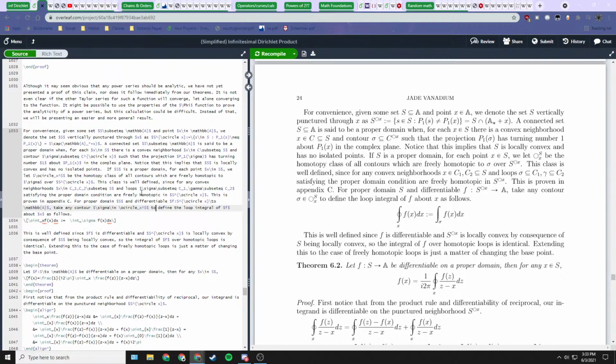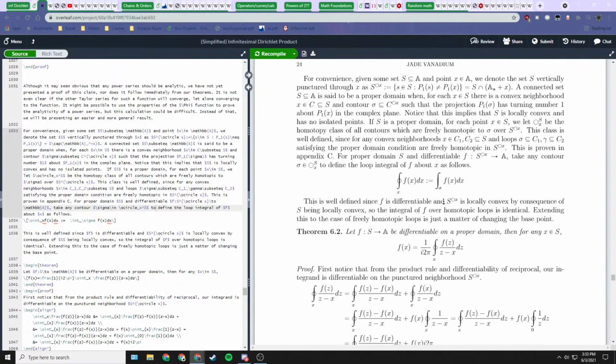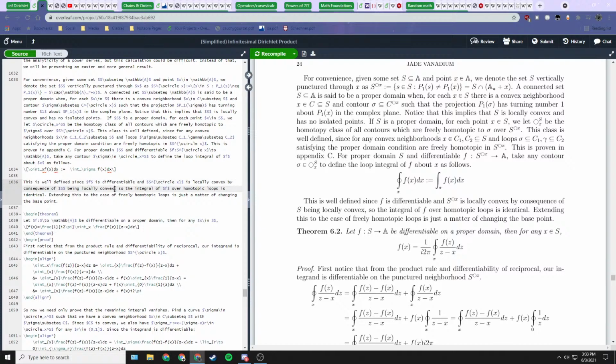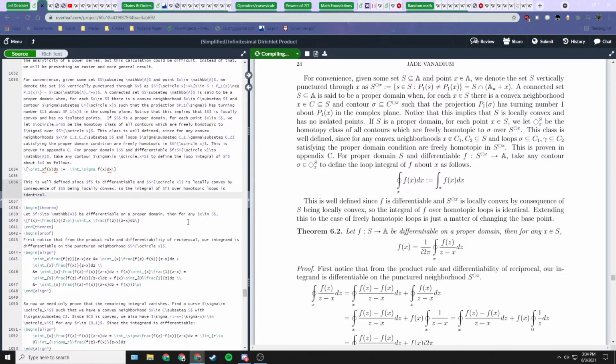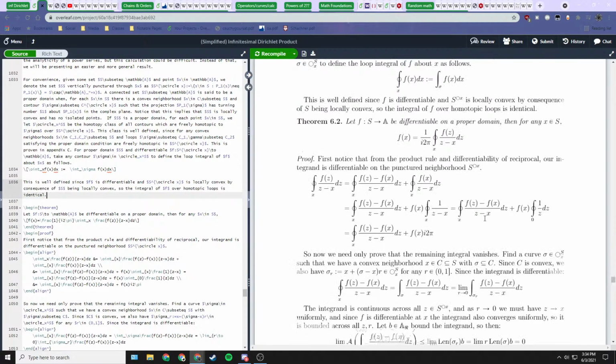Okay, so for proper domain S and differentiable function f mapping the punctured domain to A, take any contour sigma in this homotopy class of S punctured through x to define the loop integral of f about x using this definition. This is well defined since f is differentiable and S punctured through x is locally convex, so the integral of f over homotopic loops is identical. We can also add this to the appendix. Actually, you don't really need to. It's probably fine. And we don't need to extend this using the base point change because we've already done that.